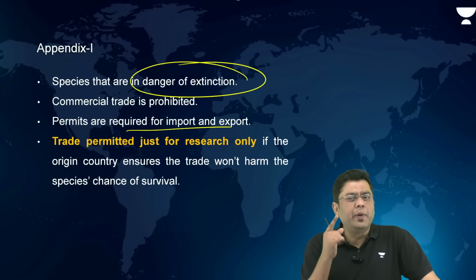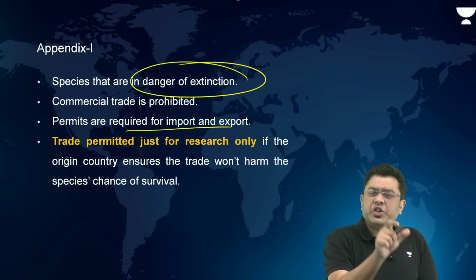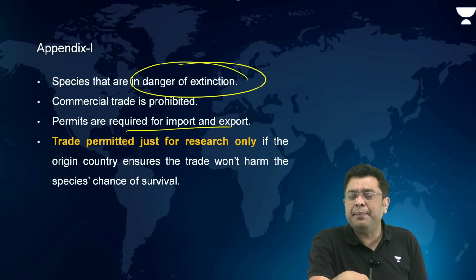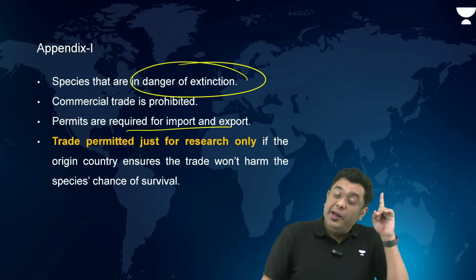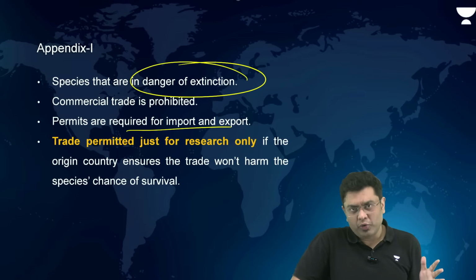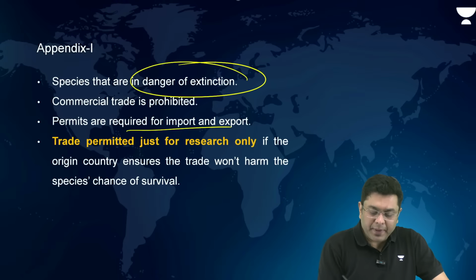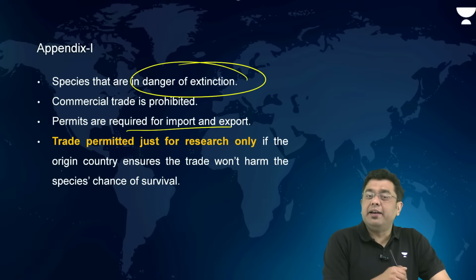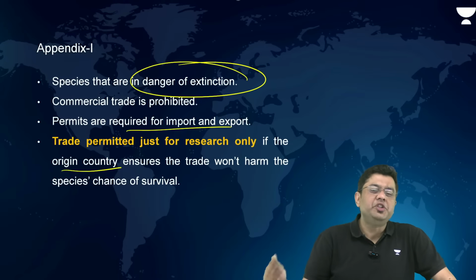However, if a question is asked that under no condition can species included in Appendix 1 be traded or exchanged, is that true or false? That will be a false statement. Because in order to ensure research and development, trade can be carried out for the species. Okay, just to ensure research and development. So, the origin country who is sending that species has to ensure that the species does not get damaged.